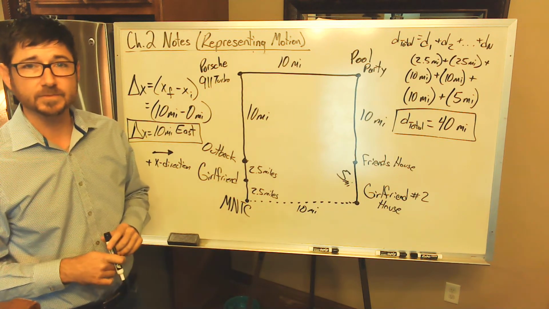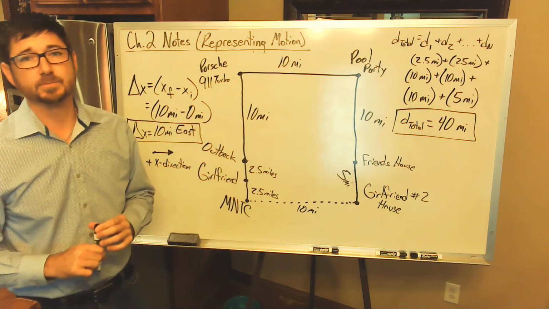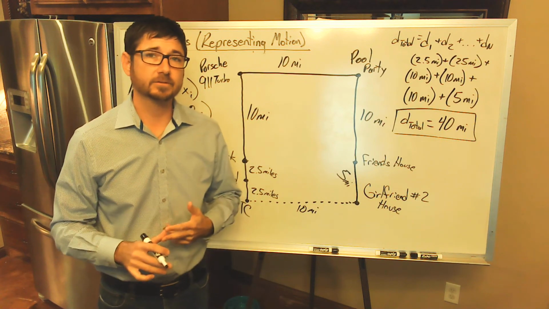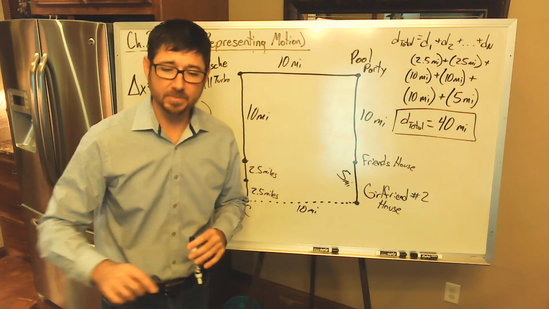So we're going to have many different scenarios where we can use different descriptions to describe our direction, okay? So if you have any questions over the difference between a scalar and a vector, or the difference between distance and displacement, please send me an email.